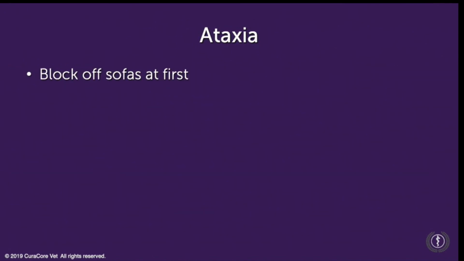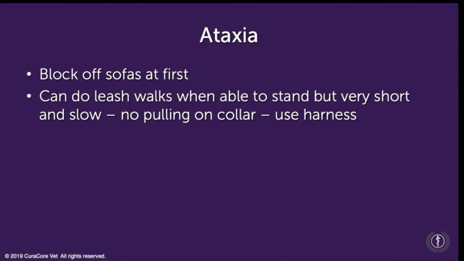Sofas are another thing that often need to be blocked off. If the dog is used to climbing up on the sofa on its own, for a while it may not be able to access that safely, so they might have to be blocked off from that. Leash walks can be done very slow and easy, and usually what we start off with first is just some slow walks out in the backyard, letting the dog get used to being moved around. And in those cases, I typically like to try and have the pet owner stand on the opposite side of the head tilt.